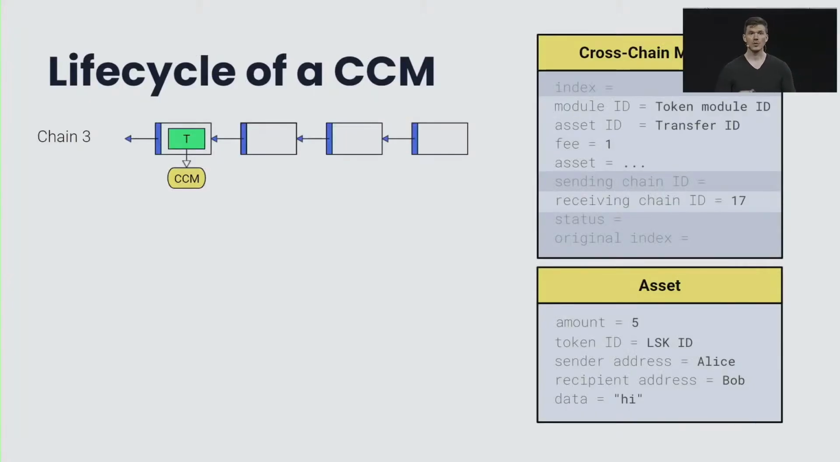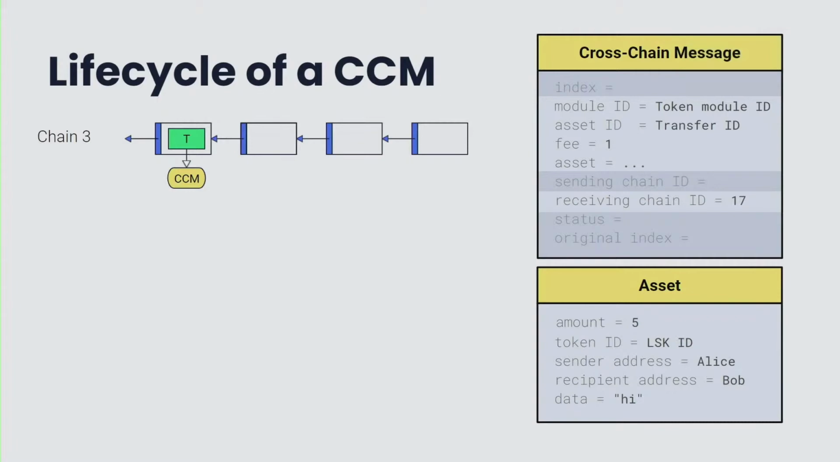First, you want to create your cross-chain message. So you have one transaction which says basically, I want to send 5 Lisk to my friend Bob on chain 17. And this transaction will spawn a cross-chain message with exactly this information. You can see here you have the module ID, which is the token module. It's a transfer for the asset. It goes to chain 17, and it's 5 Lisk for Bob.